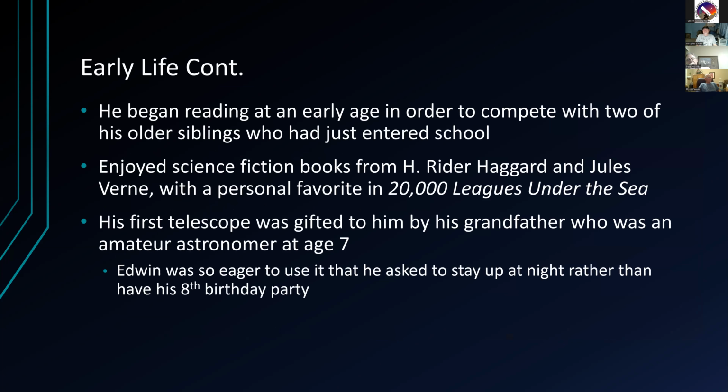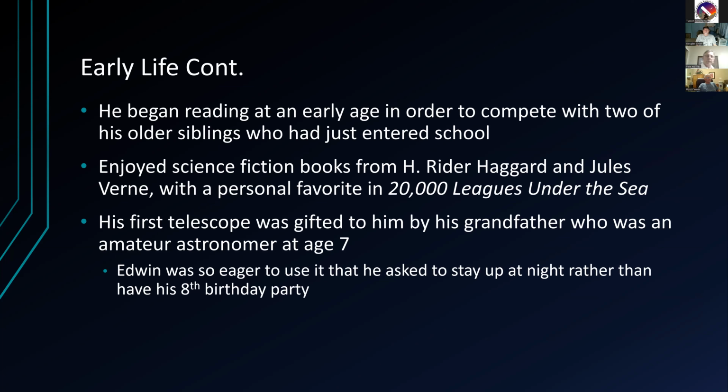So Hubble was actually a very avid book reader. He began reading sometime around the age of 3 in an effort to keep up with 2 of his older siblings who had just begun their time in elementary school.